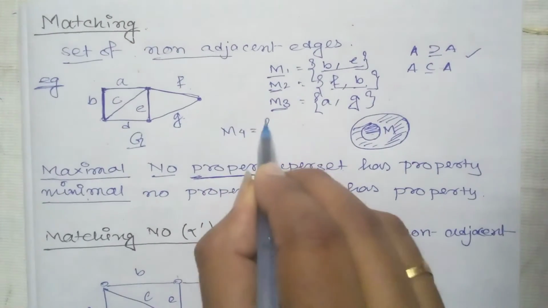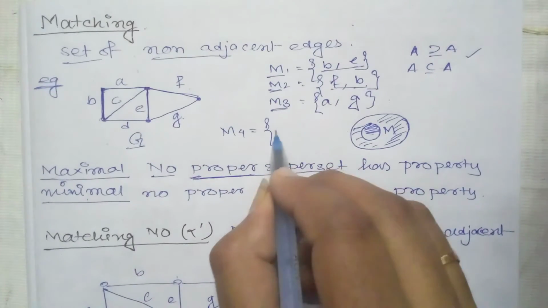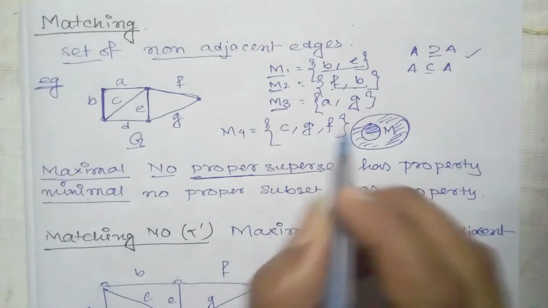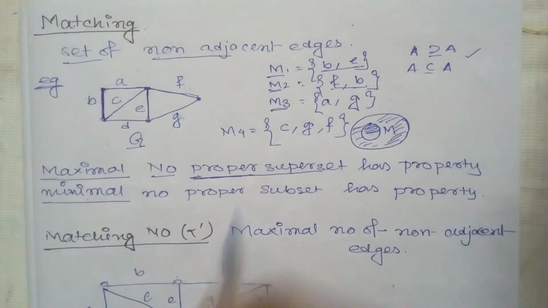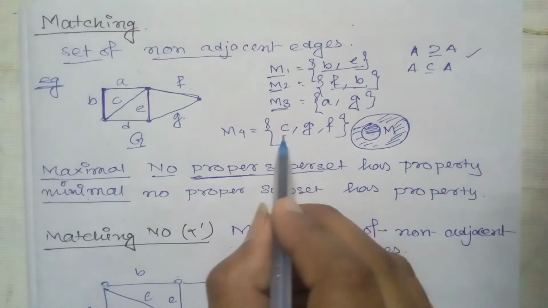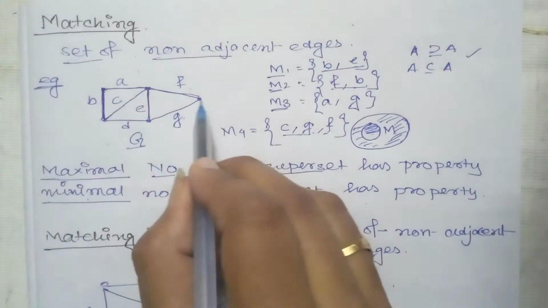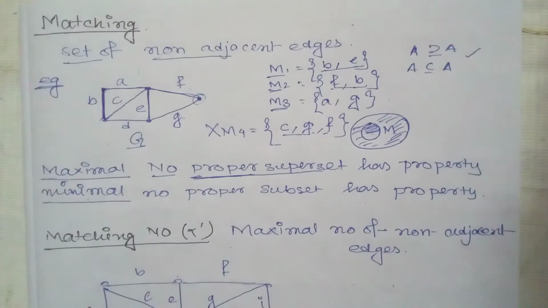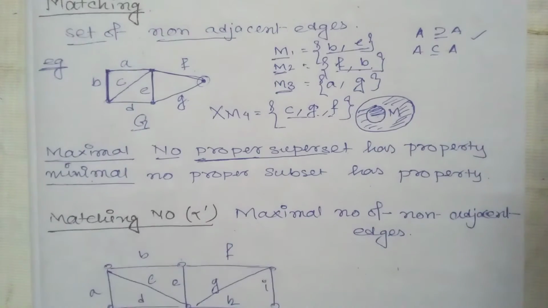We can consider another set, that is C, G and F. Let's see whether this is a matching or not. C and G are not adjacent, but F and G are adjacent because they share a common vertex, so this is not a matching. Okay, this much is clear.